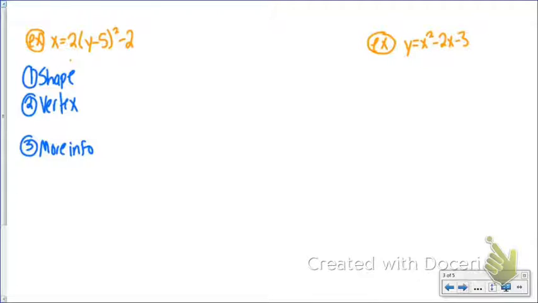The first thing you'd probably do is the shape, and that's just which direction does it open. Is it sideways? Does it open right, left, up, down? So in this case, the y is squared, so this is going to open either left or right. And because the coefficient of the y is positive, this parabola is going to open to the right.